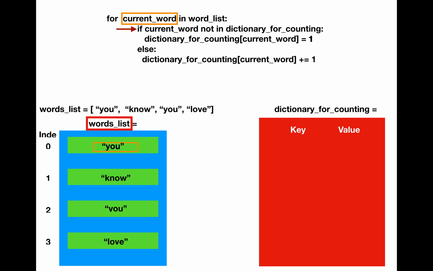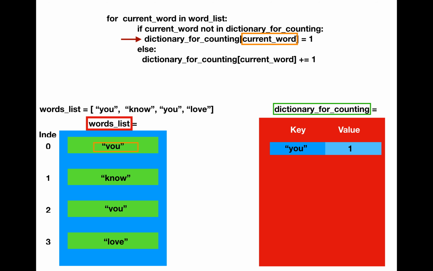Once we have the current word's value, we can then have an if-else statement that checks for whether the current word is inside of the dictionary for counting. In this case, we start out, there's nothing in it. It's empty. So we notice that the current word, string u, is not in there. So then we can move on to the inside of this if statement, and we can set the value of the string u, which is the current word, to the integer 1.